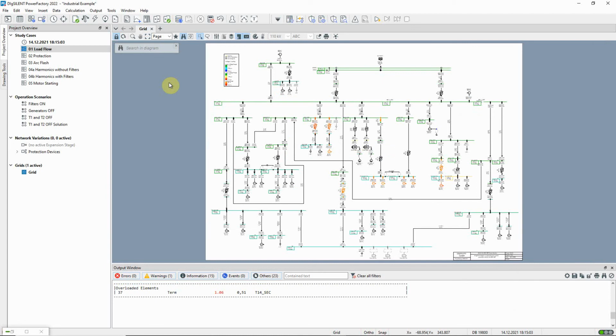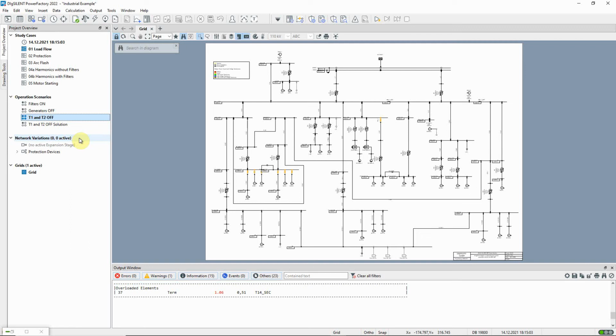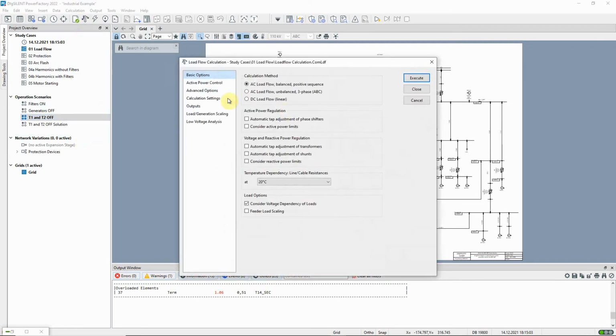As the LV network contains 2 generators, it would be interesting to see whether the load in the network can be supported if the external grid is not available. In this operation scenario, T1 and T2 off, these 2 transformers are switched off at the LV side, so that there will be no supply from the external grid.